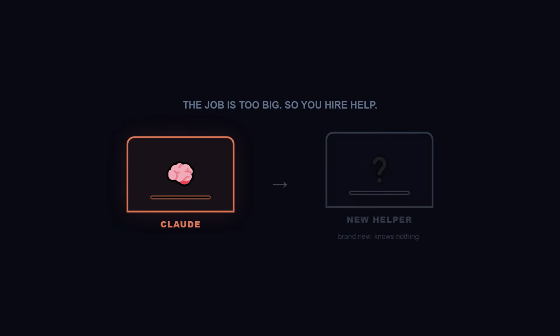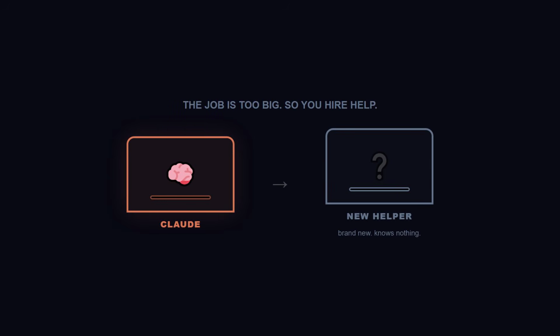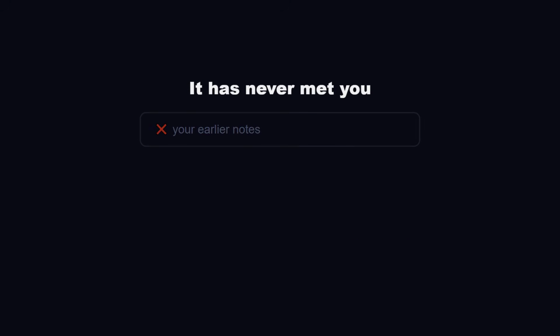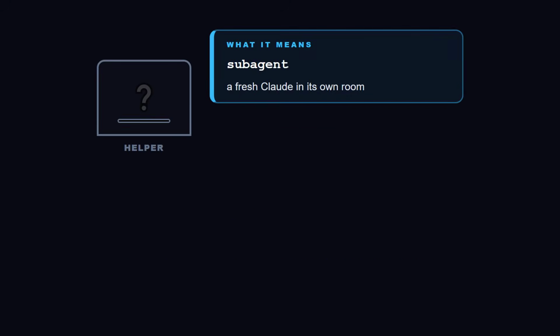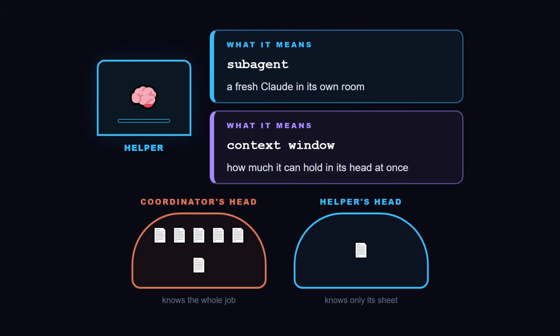Now the second idea, subagents. Say the job is too big for one person. So you hire help. In our picture, that means a second room, a second person, brand new. And here's what trips everyone up. That second person has never met you. They don't know what you're working on. They didn't see any of your earlier notes. They know only what's written on the sheet you hand them. That's a subagent, a fresh Claude in its own room with its own memory.